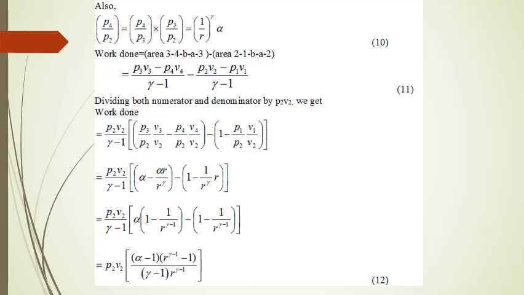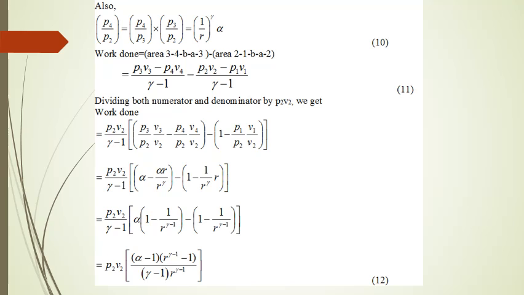So that has been represented by equation number 11, that is (P3 V3 minus P4 V4) upon (gamma minus 1) minus (P2 V2 minus P1 V1) upon (gamma minus 1). Now what we do, dividing both numerator and denominator by P2 V2, we get work done is equal to P2 V2 into (alpha minus 1) into (R raised to power gamma minus 1) upon (gamma minus 1) into (R raised to power gamma minus 1), the expression shown in 12.